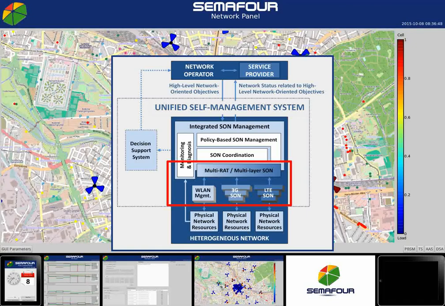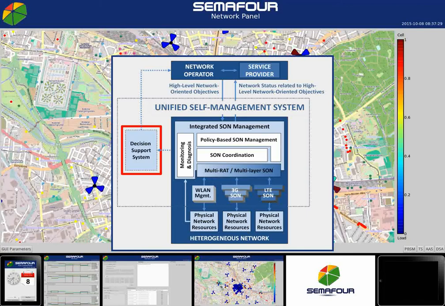The third key component of the unified self-management system is a decision support system. The decision support system monitors and forecasts network load and performance. It then compares this with the operator's high-level objectives and generates timely triggers for recommended network upgrades in case of anticipated performance bottlenecks. Examples of such upgrades are the technology upgrade of one or more of the existing base stations or the placement of an additional base station of some type at a specified location within a bottleneck region.